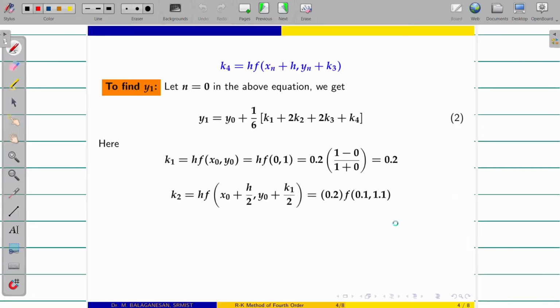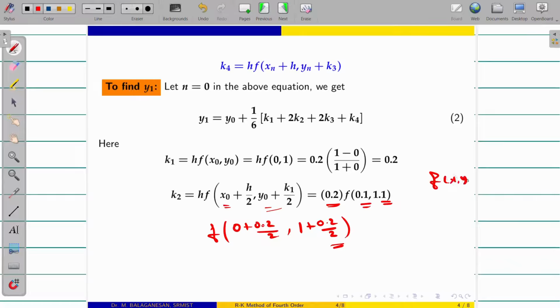Right. Next we have to find k2. What is the k2 formula? h into f of (x0 plus h by 2, y0 plus k1 by 2). The h value is 0.2, in multiplication. f of (x0 plus h by 2: what is x0? 0 plus 0.2 divided by 2, comma, y0 value 1 plus k1, which we just found to be 0.2, divided by 2. So it will be 0.1. Here, if we cancel this, it will be 0.1. 1 plus 0.1 is 1.1. Here, 0 plus 0.1 is 0.1. That's it: f of 0.1 comma 1.1. You should substitute in that formula given for f of x comma y.